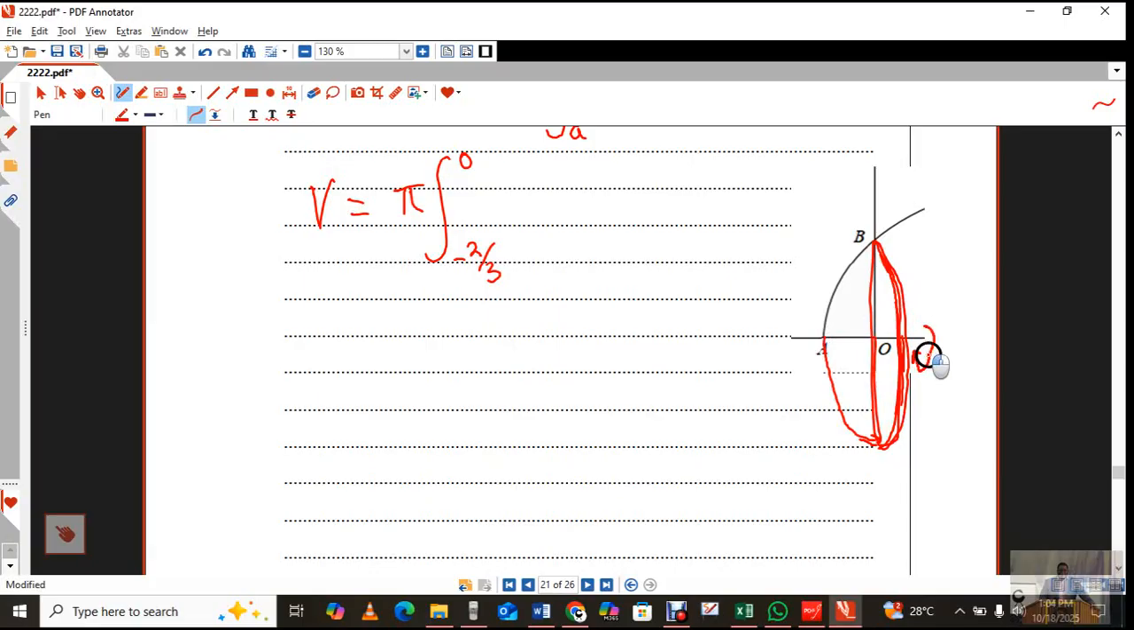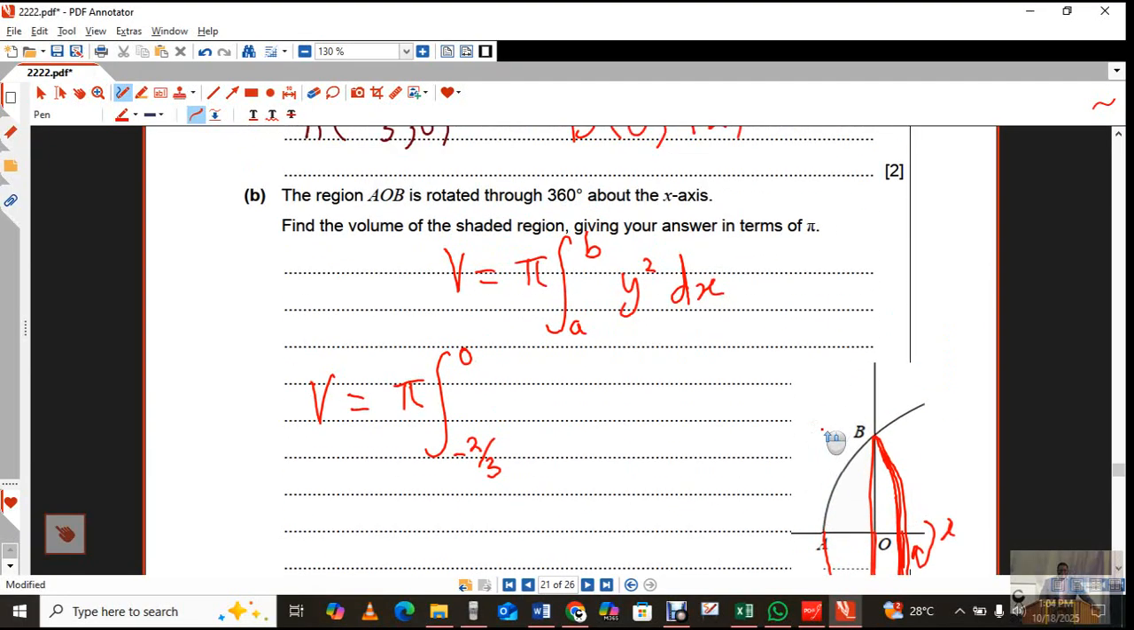And when we are rotating it about the x-axis, that is the volume you are looking for. Okay, anyway. Obviously your x-axis will now protrude from here. So that's the ball we're looking for. Right, what is our function?